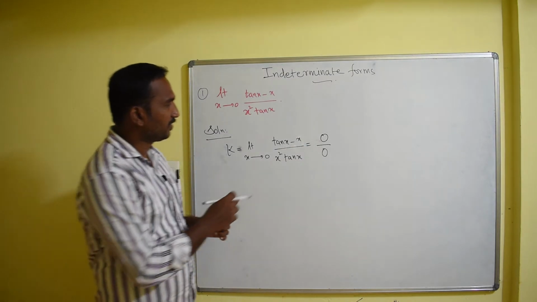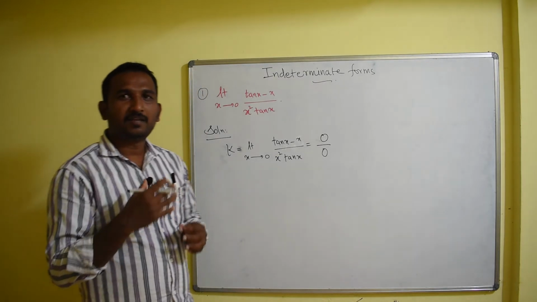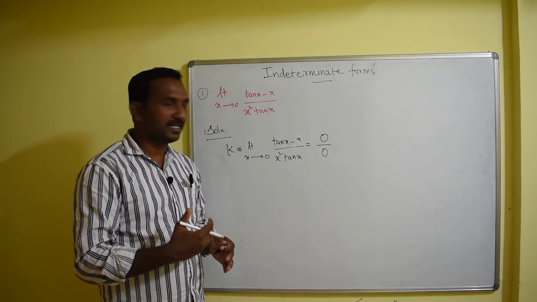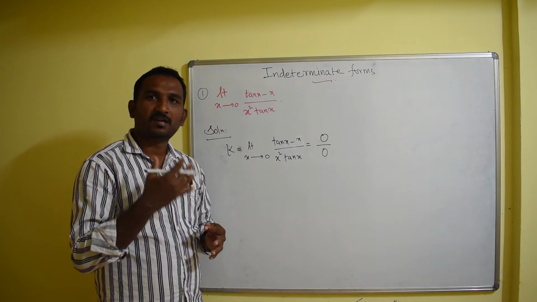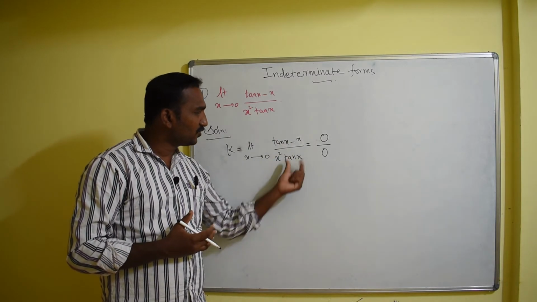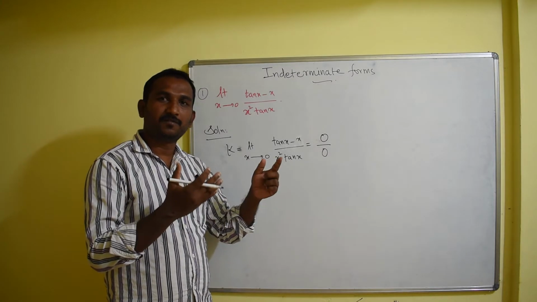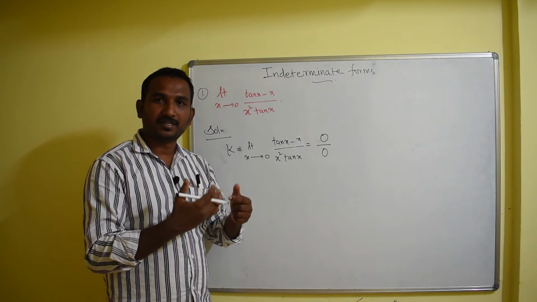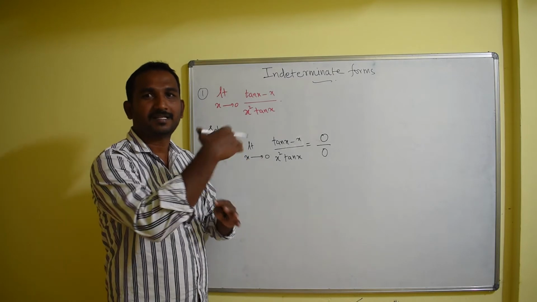And one more thing, we already know some basic results: limit x tends to 0 of x by tan x, or tan x by x, will give 1. So according to that, in the denominator I have tan x. Suppose x is in the numerator, then I can take out x by tan x separately, and it is enough to find the rest of the values.